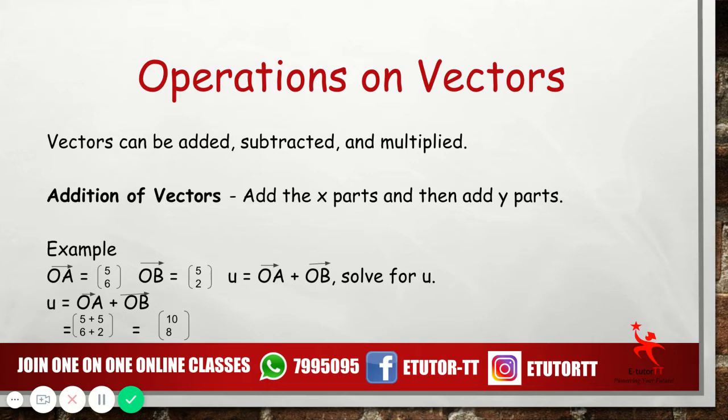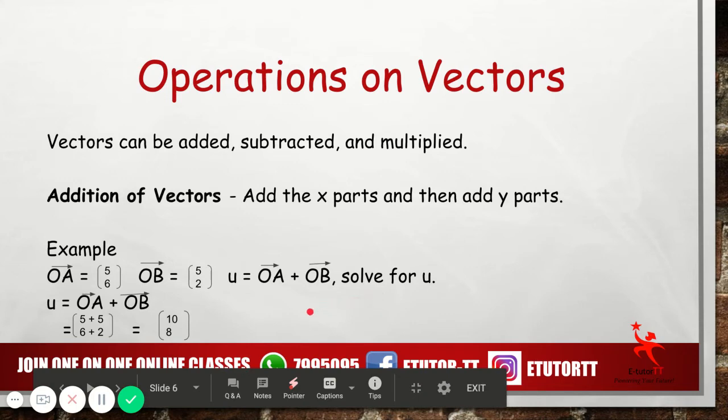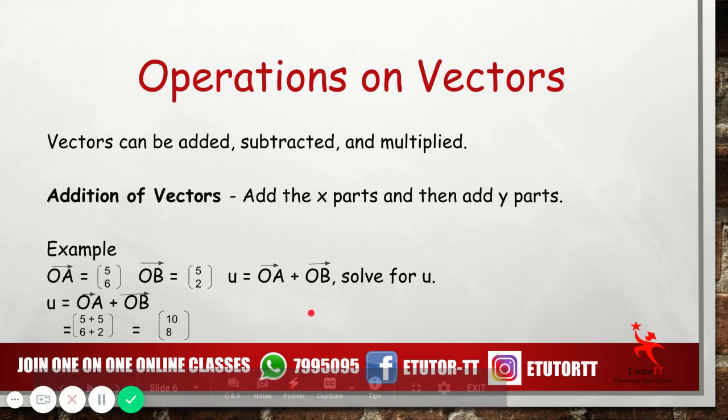Operations on vectors. Vectors can be added, subtracted, and multiplied. Addition of vectors. Add the x parts and then add the y parts. For example, vector OA equals 5, 6. Vector OB equals 5, 2. U is equal to vector OA plus vector OB.